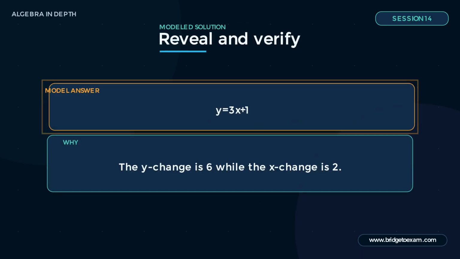Here is the modeled solution. The answer is y equals 3x plus 1. The y change is 6 while the x change is 2. Verify it against the exact wording before moving on.